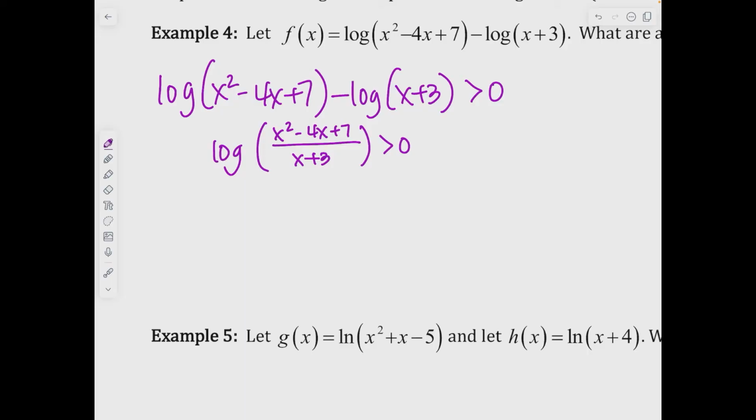Okay, so what I'm going to do here is I have a base 10 log, and so because this is a base 10, I'm going to raise both sides of the inequality to the 10 to the power. Okay, so what happens here is 10 to the log base 10 of this quantity. The 10 and log base 10 cancel each other out. So I am left with this over x plus 3. And then 10 to the 0 power is just 1. Okay, I'm going to multiply the x plus 3 to the other side.